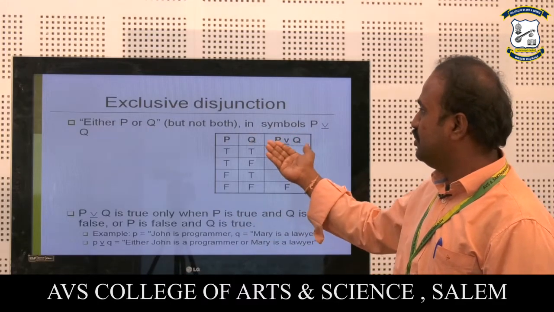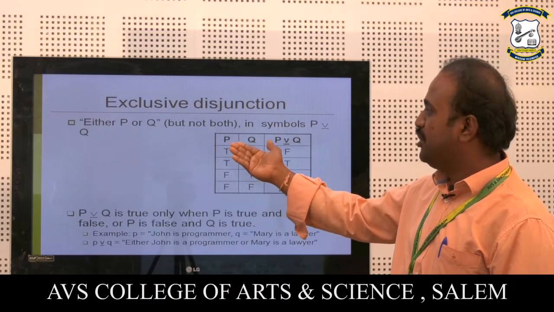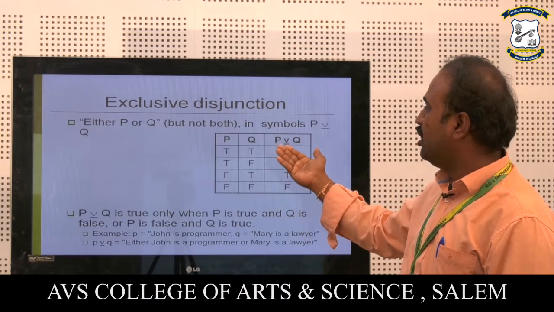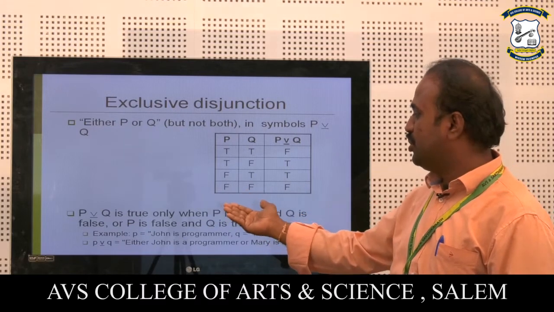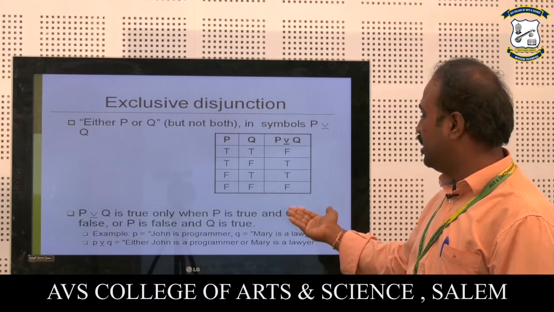Exclusive disjunction: either P or Q, but not both. The exclusive P or Q is true only when P is true and Q is false, or P is false and Q is true.